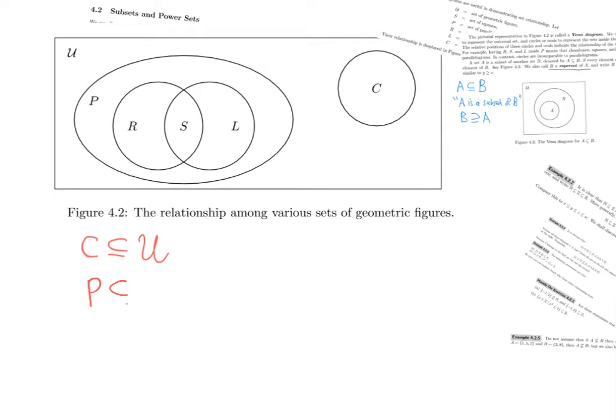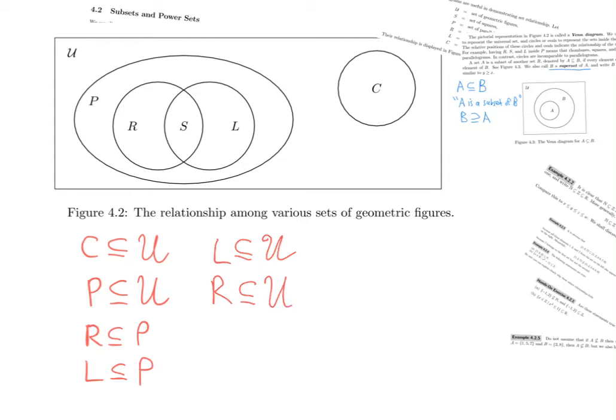so I can write that. And then let's see, R is a subset of P. L is a subset of P. So I could write R is a subset of P. I can write L is a subset of P. Notice too, L isn't just a subset of P, it's actually a subset of my universal set, U. So I could have also written L as a subset of U, and similarly I could write R as a subset of U. What about S?